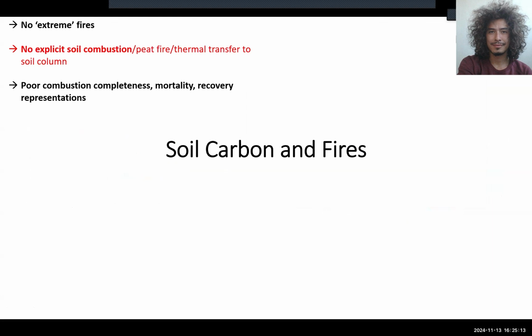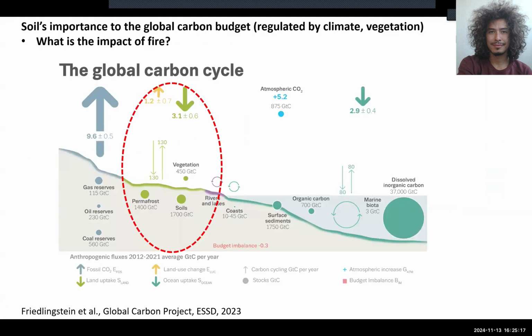So finally onto soil carbon and fires. Why is soil important? Well, because in the permafrost and in global soils combined, there's something like 4 times as much carbon as there is in the current atmosphere.